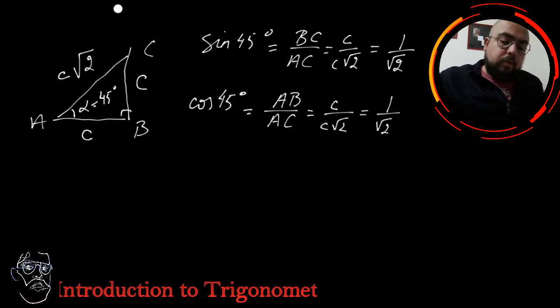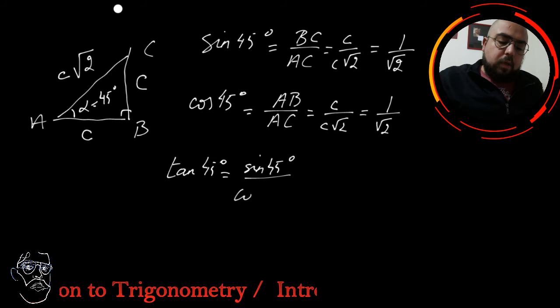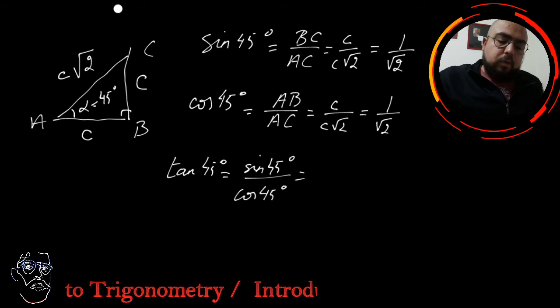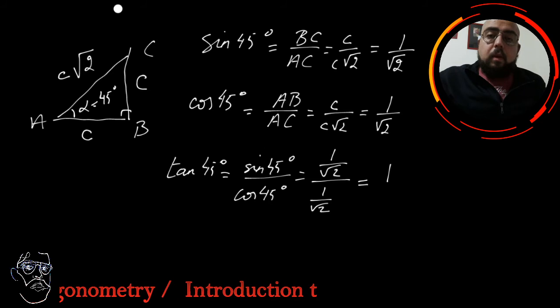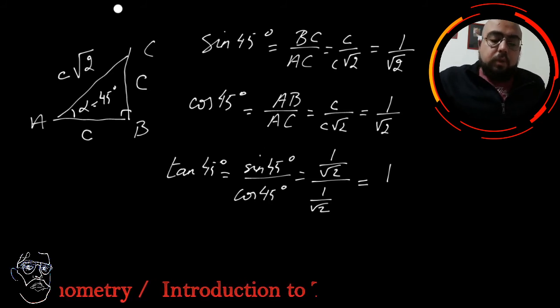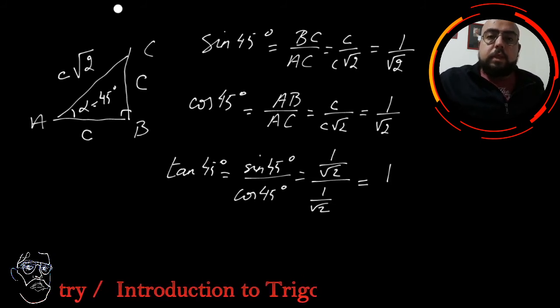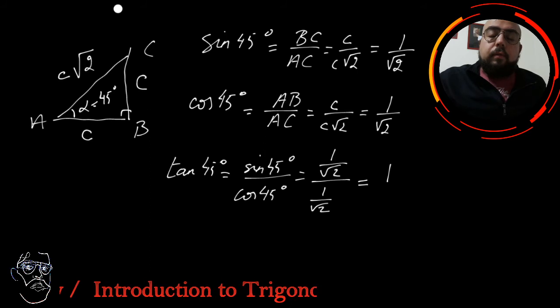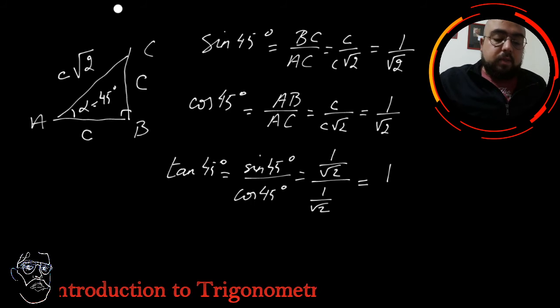This is how you find it. Let's say you're interested even in tangent. Tangent of 45 degrees, you simply say it's sine of 45 degrees over cosine of 45 degrees. So it's 1 over square root of 2 over 1 over square root of 2. The whole fraction gives you 1. So this is how you find the values related to the particular angles 0, 30, 45, 60, 90. These are the angles that we are considering in this case.